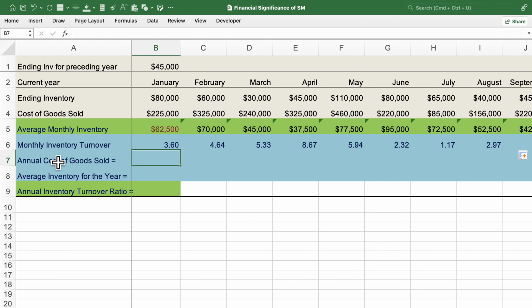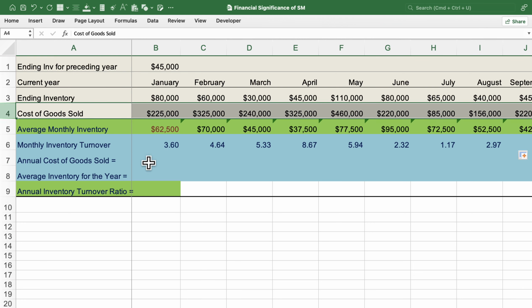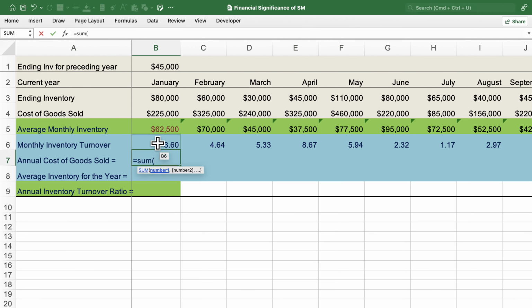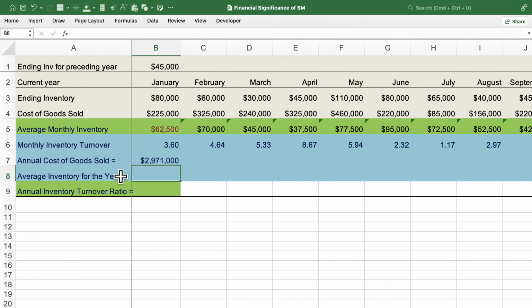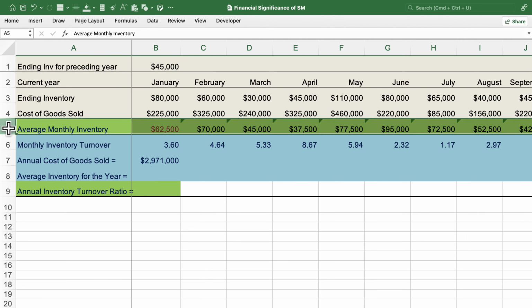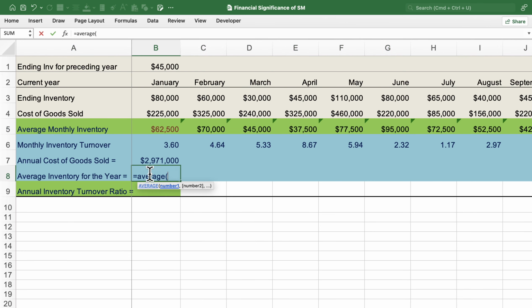Then the next thing is annual cost of goods sold. So here we have cost of goods sold, and we will take the sum of this one. And then average inventory for the year. For this average inventory, we will take the average of all these 12 months. So we have this monthly inventory, and if we take their average, that will give us average inventory for the year. So average inventory for the year turns out to be 62,917, which is the average of inventory of 12 months.